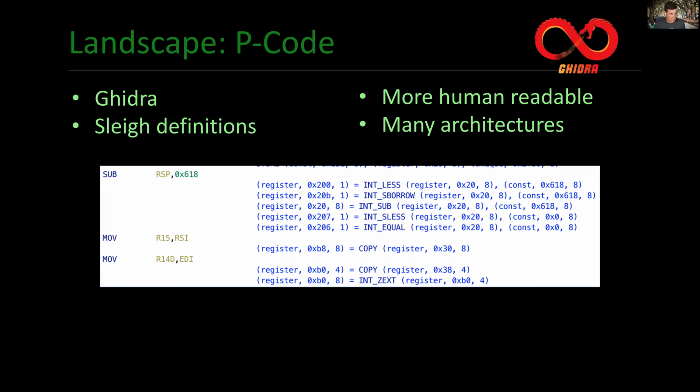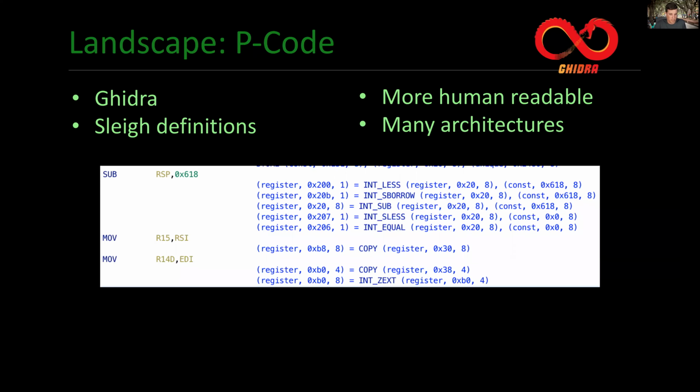P-code, Ghidra. See, it's open source, and I can say nice things about it. P-code is fairly well designed. As I've said several times, I think P-code for the most part is concise, but it's also still readable. The way the SLA definitions work is fairly straightforward and fixable. They support a lot of architectures.